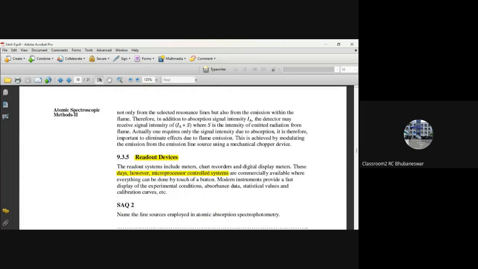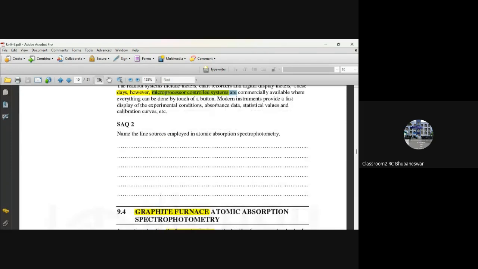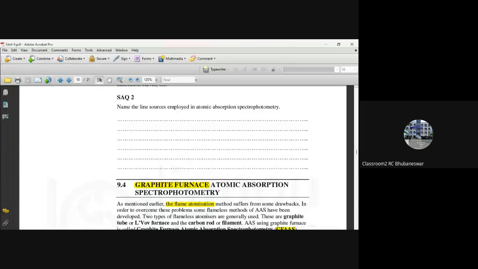Then your readout device will be there. Readout systems include meters, chart recorders, and display units. But nowadays microprocessor control systems are also commercially available. Okay. So here you see the question, line sources, whatever line sources you are using.